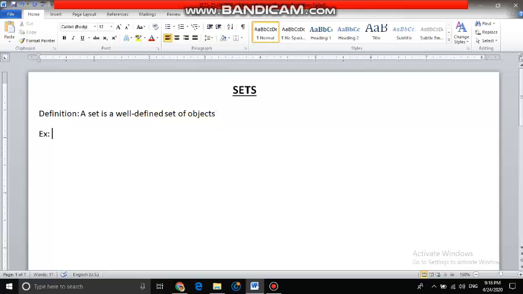Always remember, sets are always denoted with capital letters. Maybe you can take A, B, or X or Y, whatever you wish. And sets are always represented in curly brackets. If I take the numbers 1, 2, 3, 4, 5, 6, 8, or maybe 9, this is the first example of a set. Then if I go for another one, maybe I take cat, dog, pig. This is another example of a set.